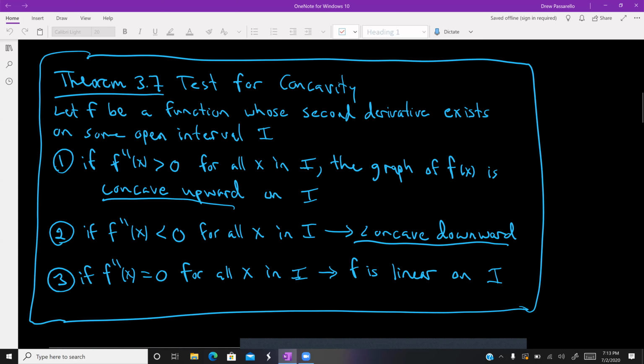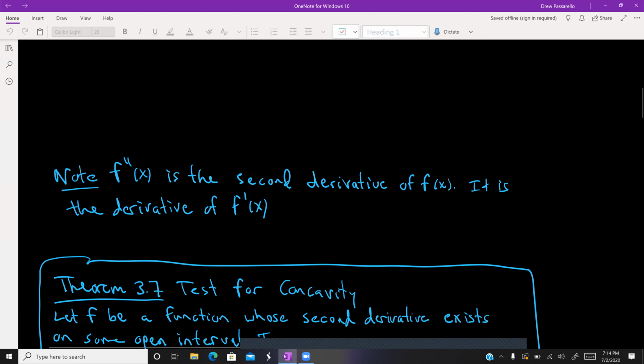All right, so there's a theorem in the textbook that deals with tests for concavity. It says let f be a function whose second derivative exists on some open interval I. This just reinforces what we're talking about. The first case is if f double prime of x is greater than 0, so the second derivative is greater than 0, the graph of f of x is concave up. So the second derivative is positive, concave upward, which I've already talked about in this picture.